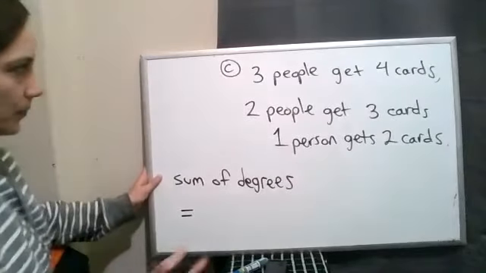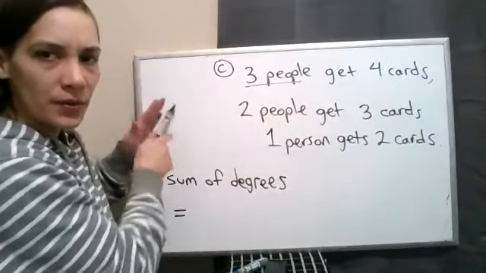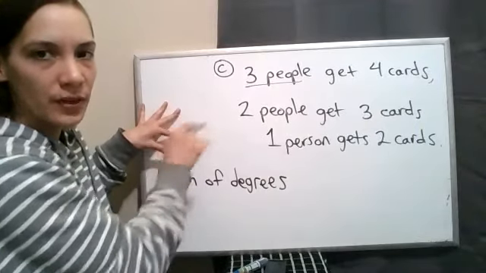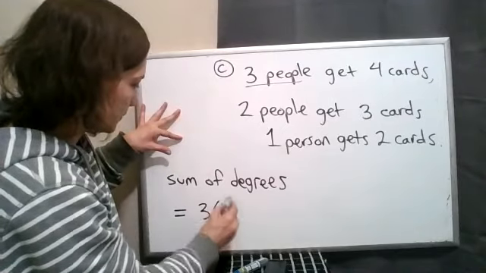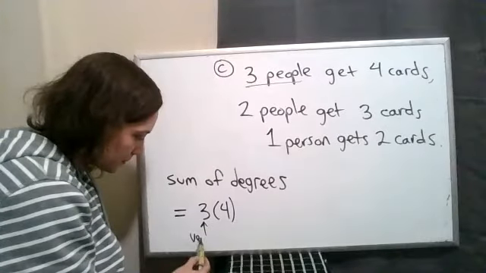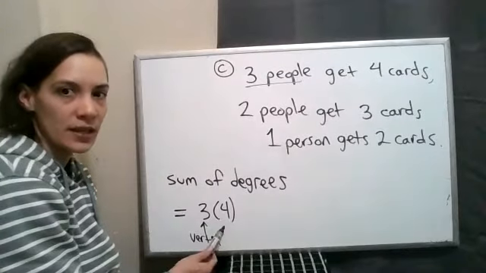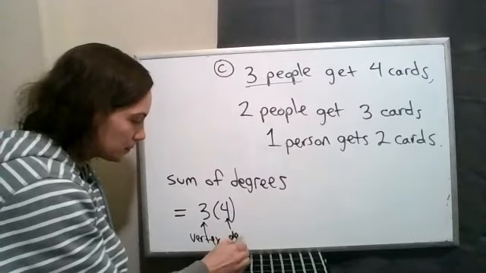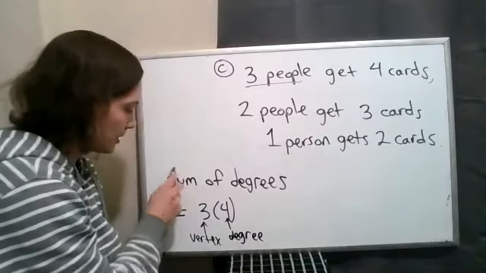Okay. So each person's going to be a vertex. So I'm going to have 3 vertices, 3 dots somewhere. Each of them has degree 4. So we're going to do 3 times 4. 3 represents the vertex/person. 4 represents the degree or number of cards that person got. And then add, sum.